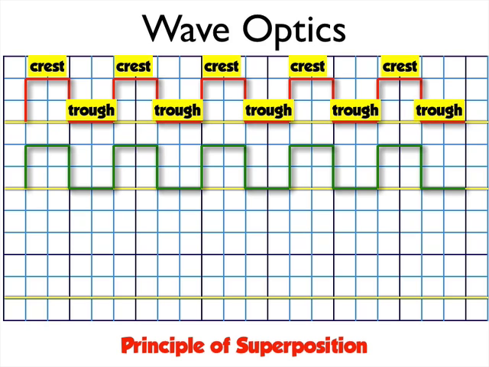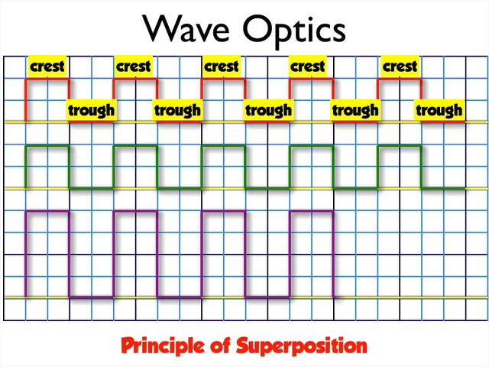Now, there's this thing called the principle of superposition. And the principle of superposition says that if I have two waves and I add them up, their amplitudes will just add up in place in time. So for these two waves, when I add them up, I'm going to get this purple wave down below. So that's what the purple wave will look like. And the way it works is pretty simple.